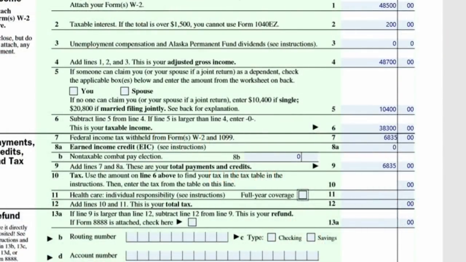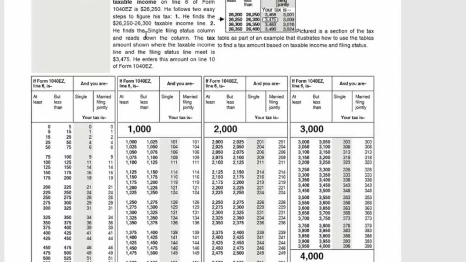So line 10 says tax. Use the amount on line 6 above to find your tax in the tax table in the instructions. So we're going to go to line 6, and it says 38,300. Then we're going to go to our tax table, which is in our instruction book.